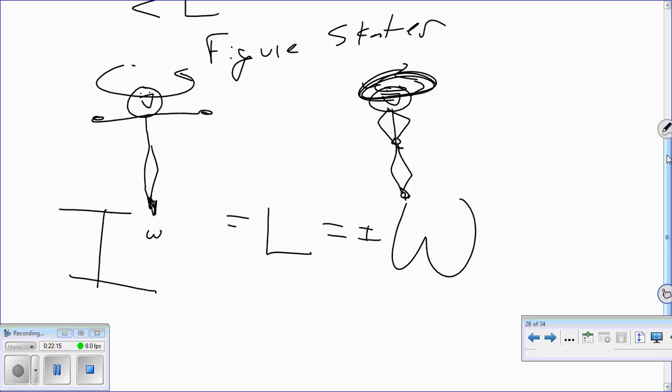Follow? Had you guys not seen this? Did you guys not learn this last year? Okay. I should have, if I'd been smart, found a video of a figure skater. That would have been smart. But I figured this kind of shows the same thing. I really like this notation, like big letters and small letters. Yeah, that's a thing from Hewitt.